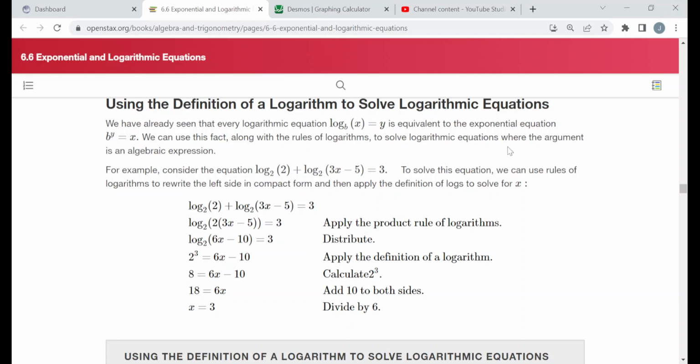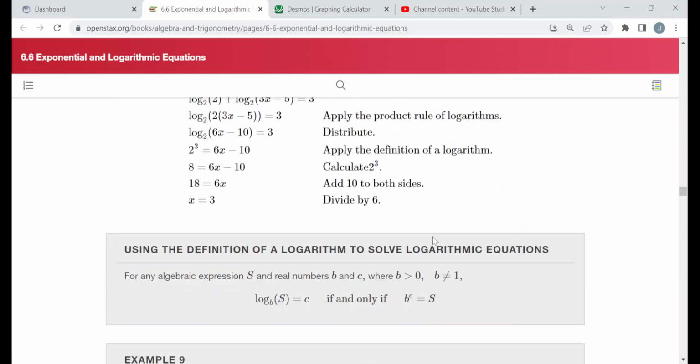Each example I'm going to do in this video is going to be either one of the examples from the reading, or one of the try it problems from the reading, or one of the exercises at the end of the section that's related to this particular objective.